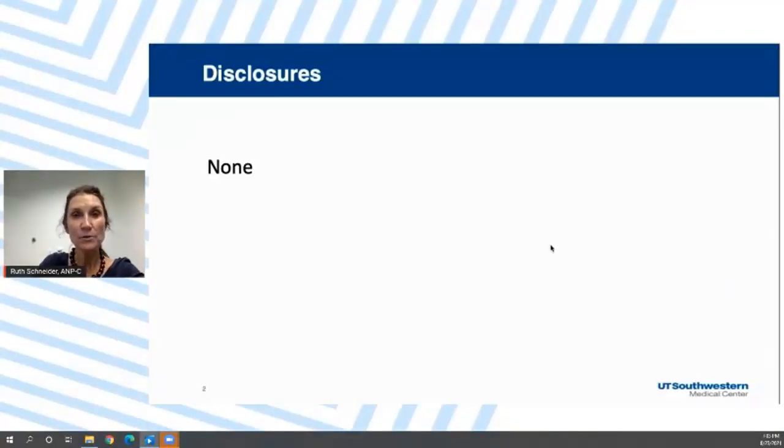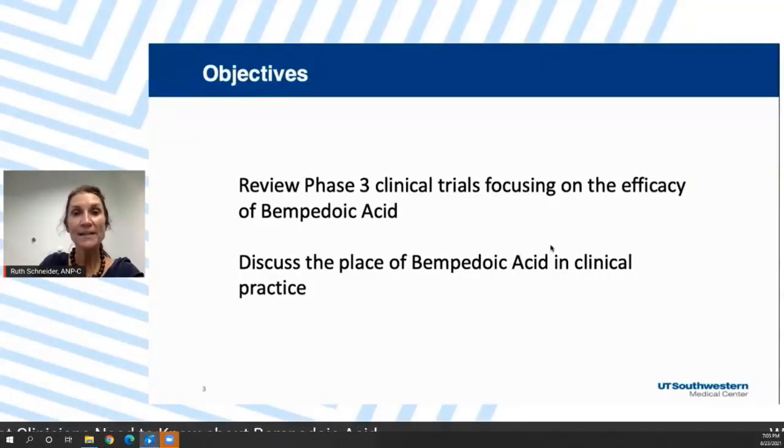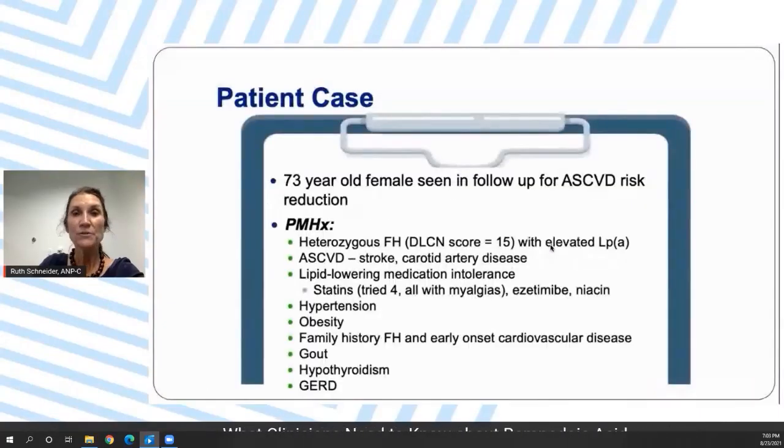Bempedoic acid, what every clinician needs to know. I have no disclosures. My objectives: review phase 3 clinical trials focusing on the efficacy of bempedoic acid, and discuss the place of bempedoic acid in clinical practice. We'll start with a patient case.